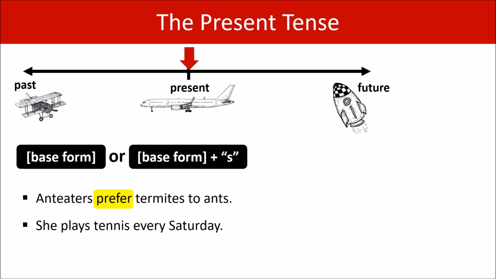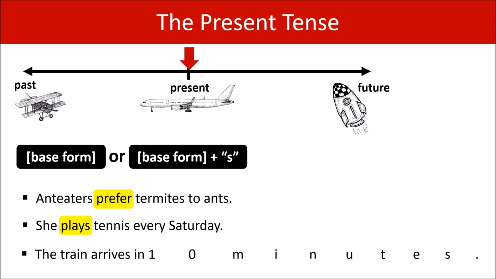Here is another example. She plays tennis every Saturday. Plays is the present tense. It's the base form plus s. This is the form you use with he, she and it and singular nouns. For everything else, you use the base form. We'll do a little bit more on that in a minute.